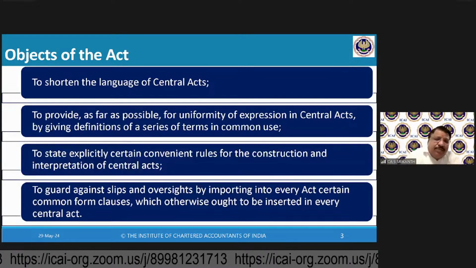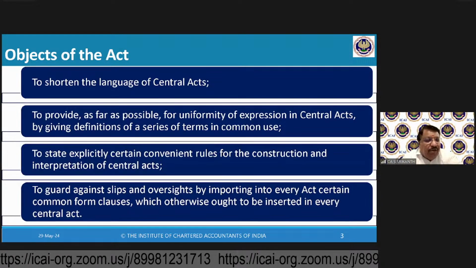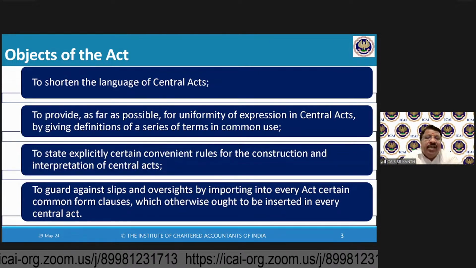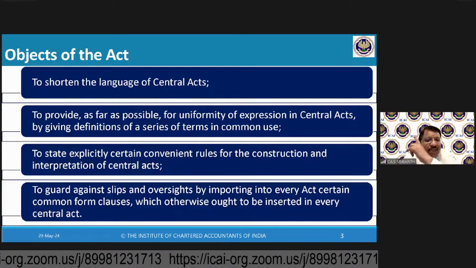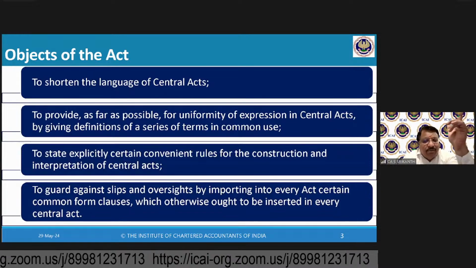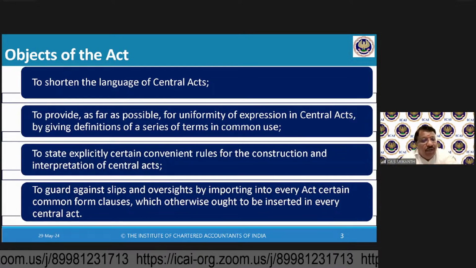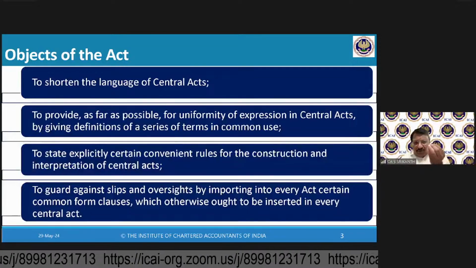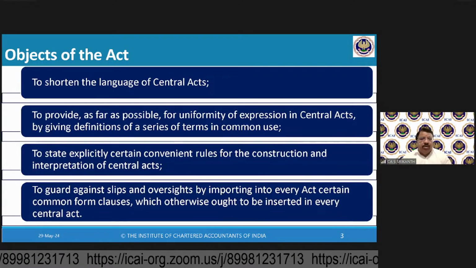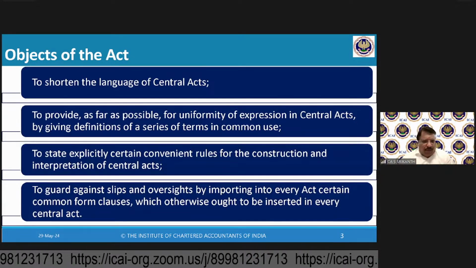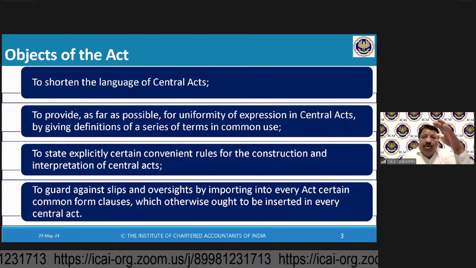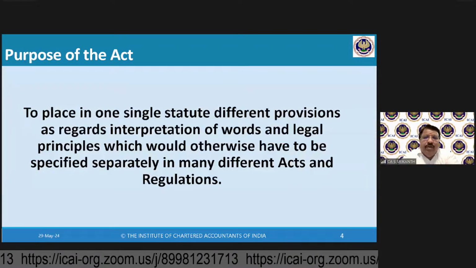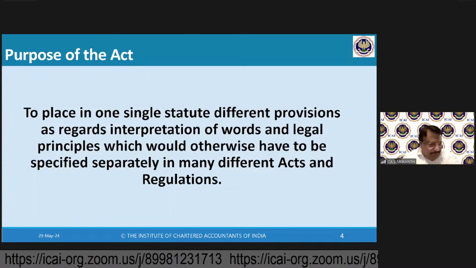Also, to guard against slips and oversights by importing into every act certain common form clauses, so that even if it is not mentioned in a particular act, so long as it is there in the General Clauses Act, you can adopt it. Which is why, when we are looking for the meaning of a word used in a statute, later on when we come to interpretation, we will talk about that. But we will look ideally within the enactment itself. I'll come to that point.